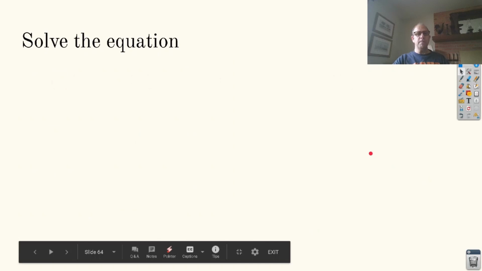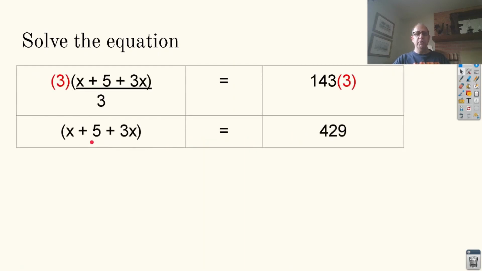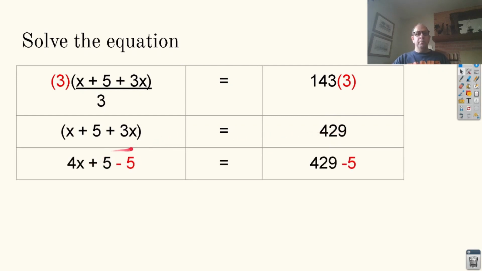Okay? So I multiplied by 3. Now I have x plus 5 plus 3x equals 429, because 143 times 3 is 429. Now I can put my x's together. I have 1x over here and 3 x's over here, so I have 4 x's plus 5 equals 429.